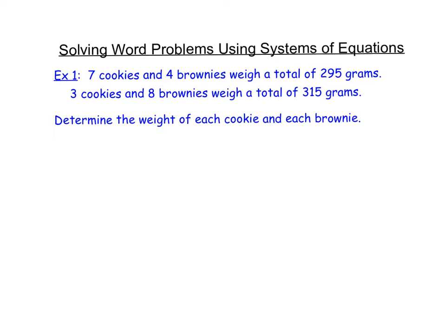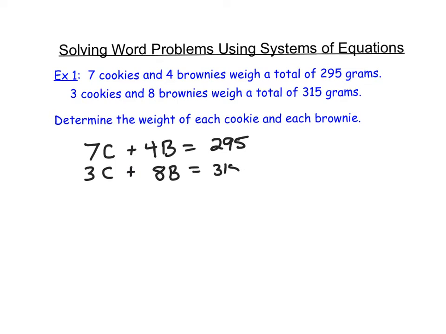So what we're going to do is we're going to set up 2 equations. We're going to have 7 cookies plus 4 brownies, and that is going to weigh a total of 295 grams. So C represents the weight of each cookie, and B represents the weight of each brownie. And then we're going to have another equation, which you probably already have figured out. 3 cookies plus 8 brownies is equal to 315 grams.